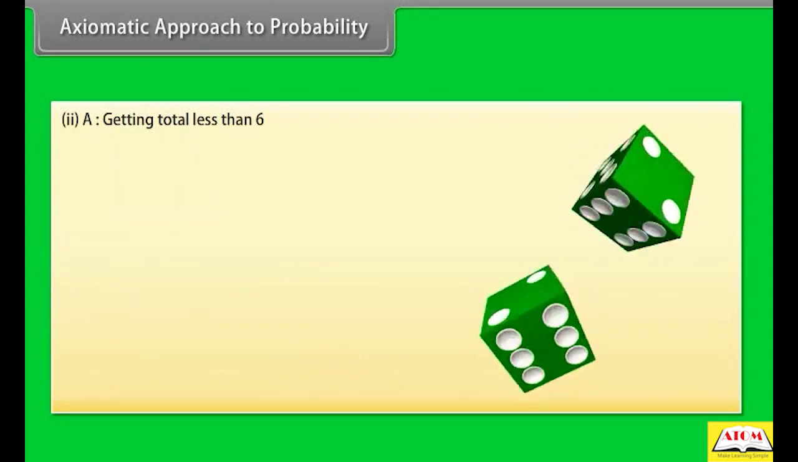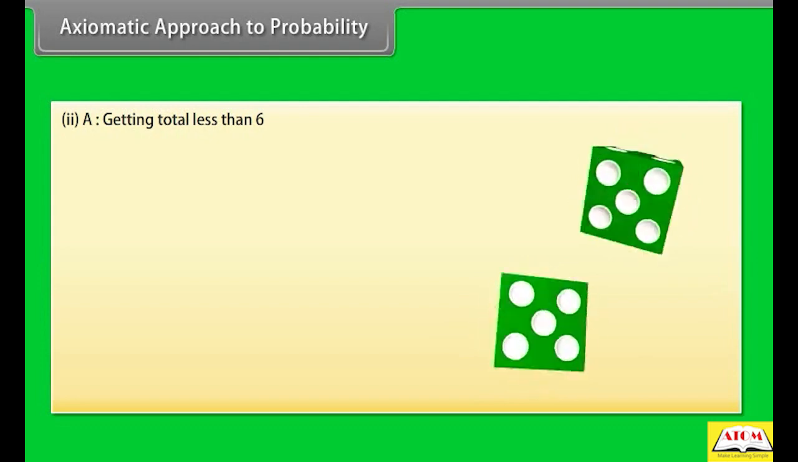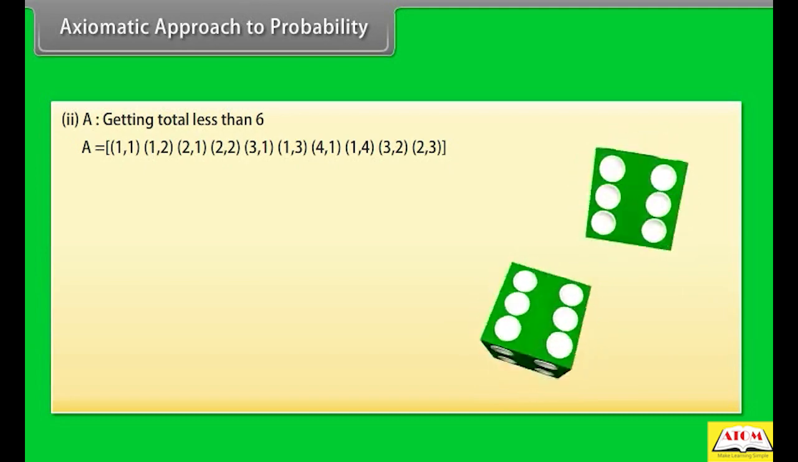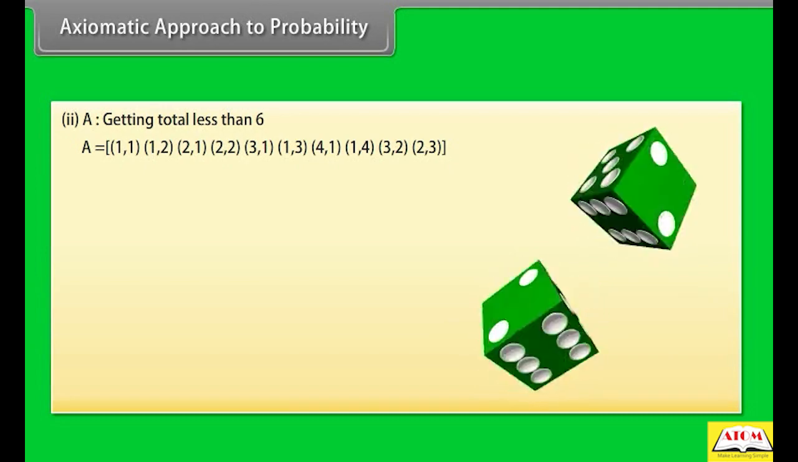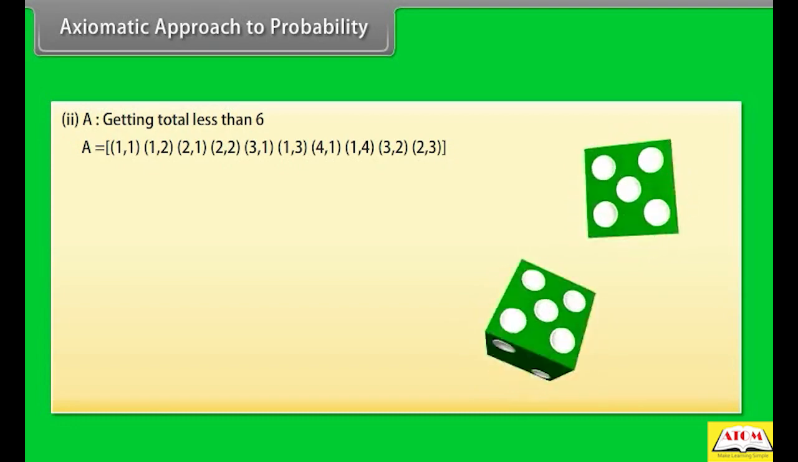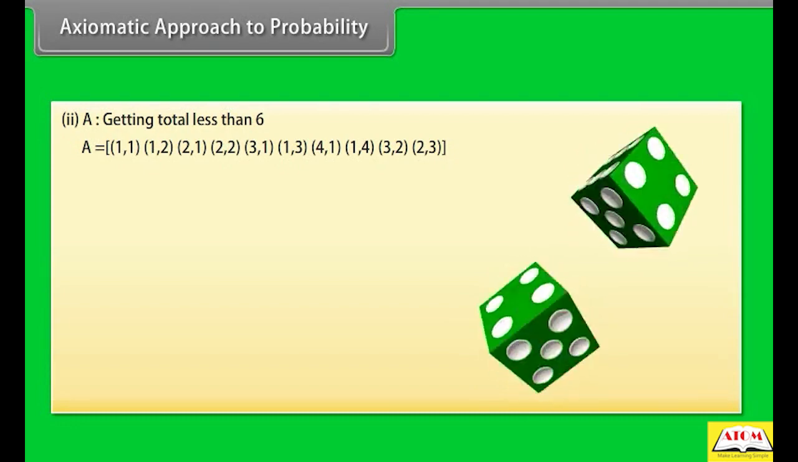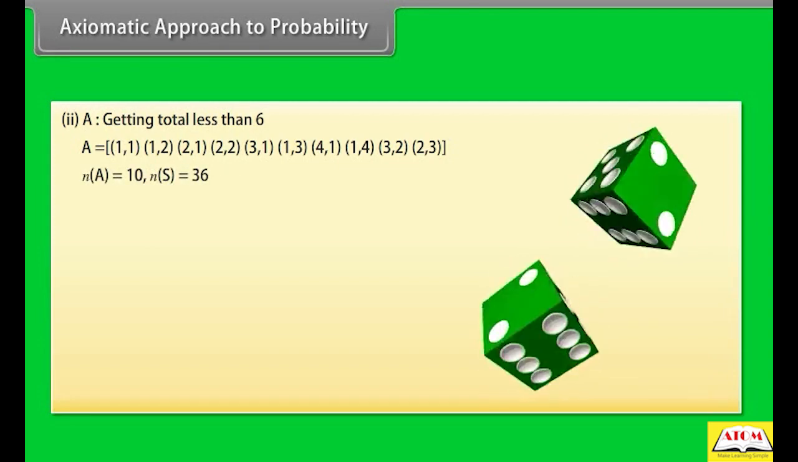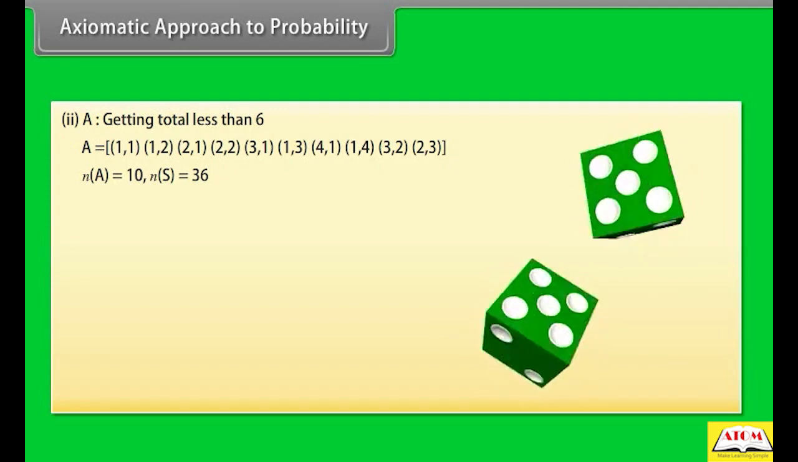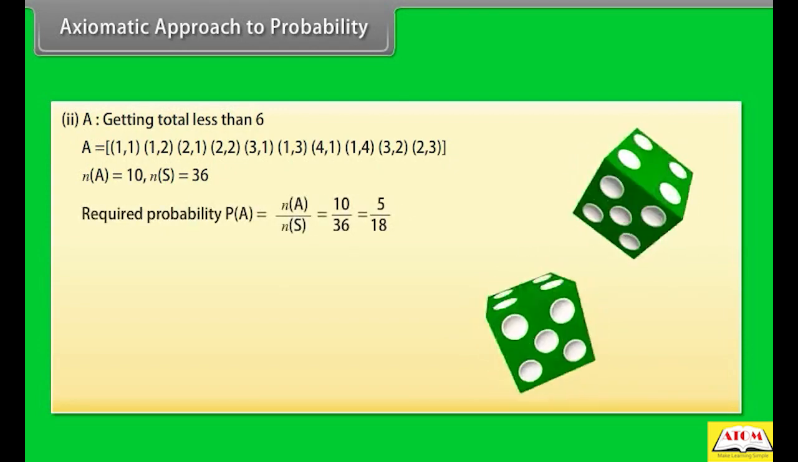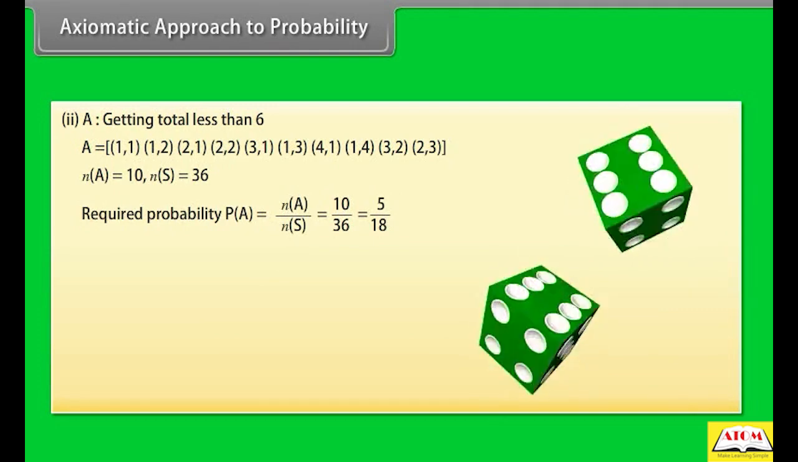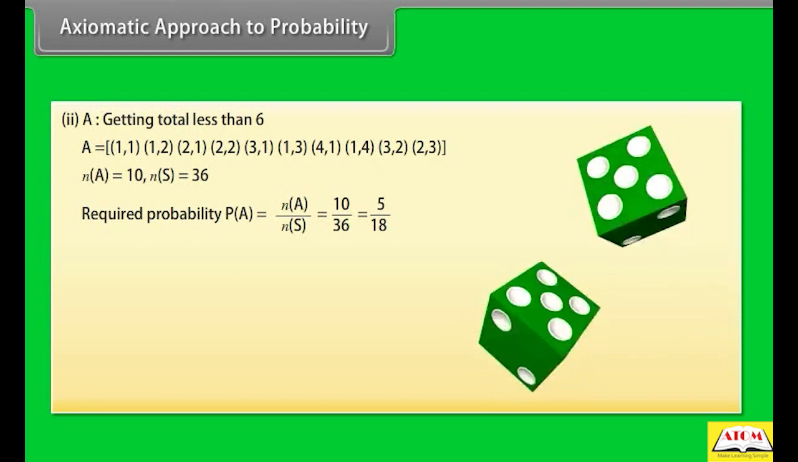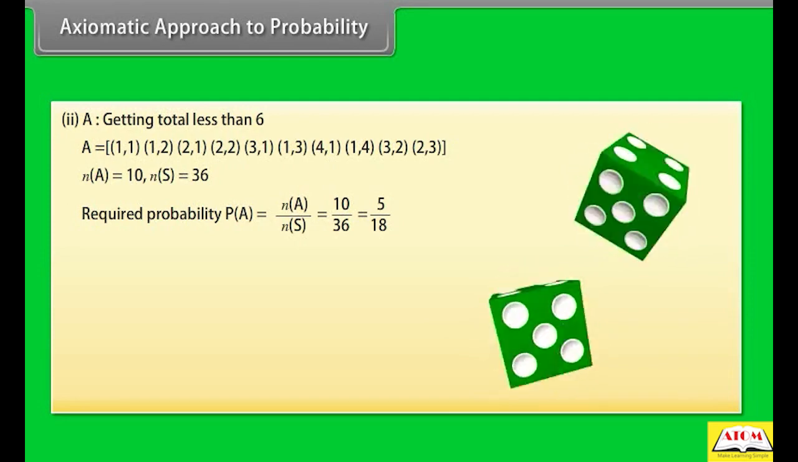2. A: getting total less than 6. A = {(1,1), (1,2), (2,1), (2,2), (3,1), (1,3), (4,1), (1,4), (3,2), (2,3)}. n(A) = 10. n(S) = 36. Required probability P(A) = n(A) by n(S) = 10 by 36 = 5 by 18.